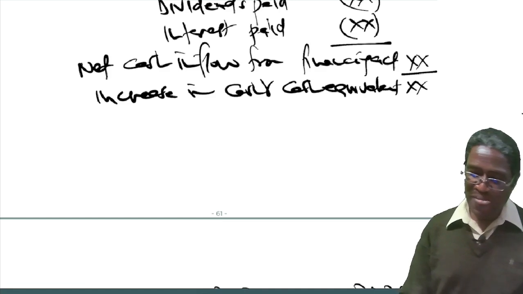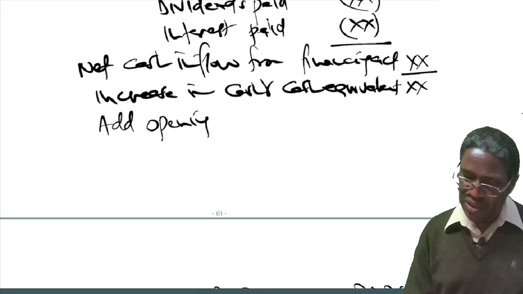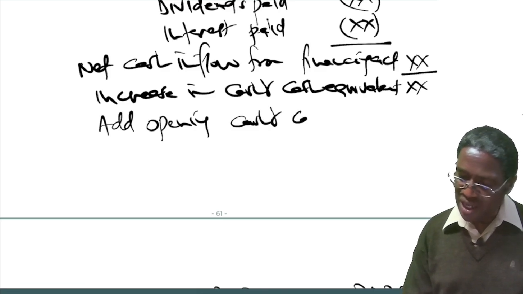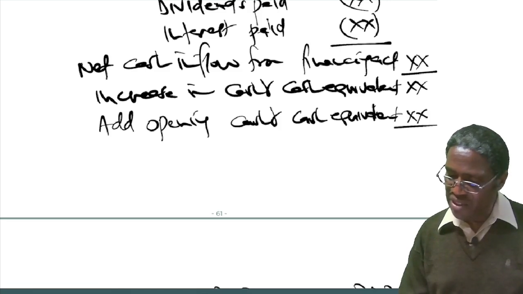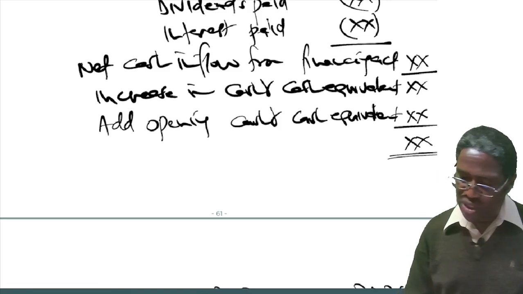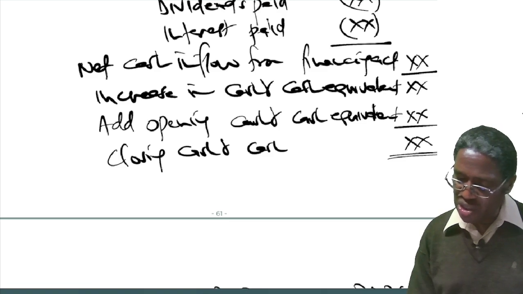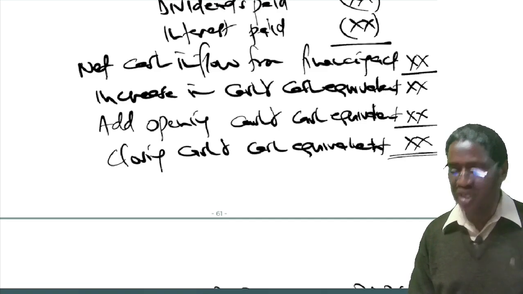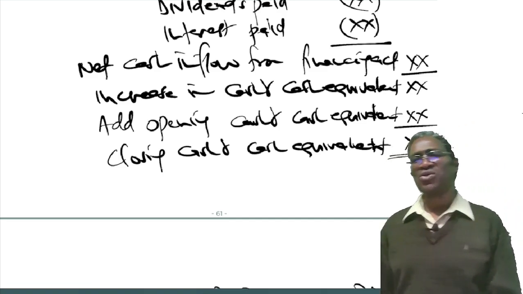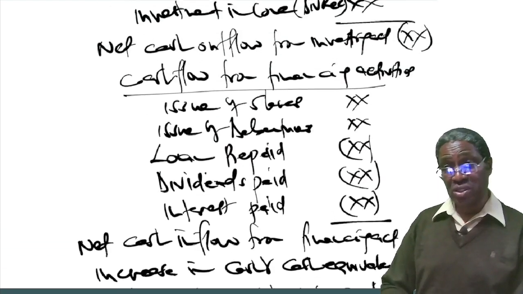Then from there, you now come and add what we were calling opening cash and cash equivalent, whatever it is. Then you now get the closing cash and cash equivalent. Good. So that's how we normally prepare our cash flow statement.